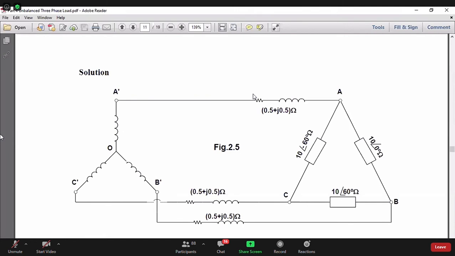And the answer is nobody told me. I just assumed it for simplicity. But if it is a practical case, it is not 0. Line impedance is not 0, and it is not high also. So I have taken here a practical value, and line impedance is mostly R plus L.